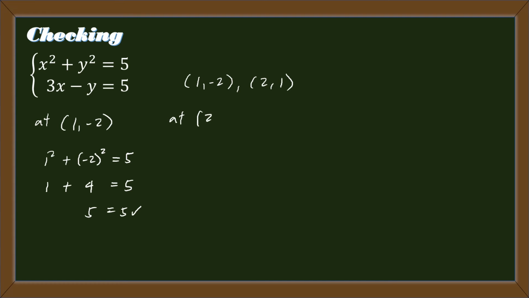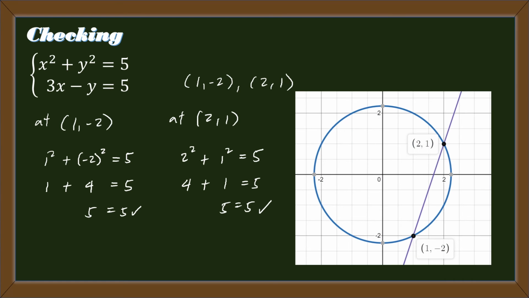Next, at ordered pair 2, 1, we have 2 squared plus 1 squared is equal to 5. 2 squared is 4, 1 squared is 1, and 4 plus 1 is equal to 5. Both 1, negative 2 and 2, 1 are solutions to the system of nonlinear equations. Again, another way to show whether the solutions are correct is to graph the system of nonlinear equations. We will see that the circle and the line intersect at points 2, 1 and 1, negative 2.